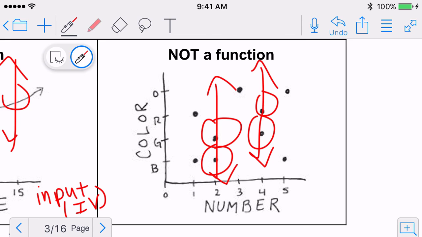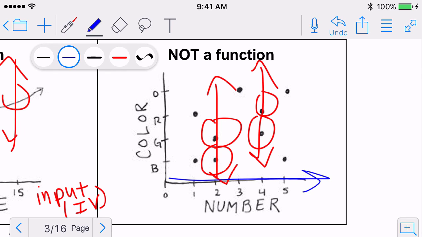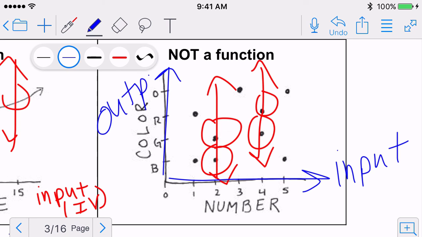Also, just to remember, usually your x-axis is going to be your input all the time. That's usually how we write things. And then the dependent variable, or the output, is going to be on the vertical axis. We'll take a look at a little bit more of that later.